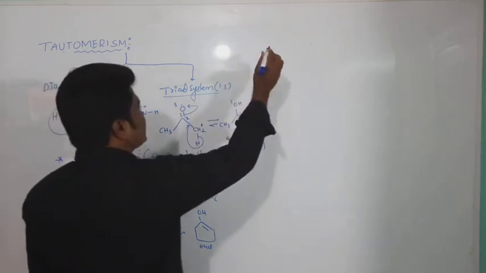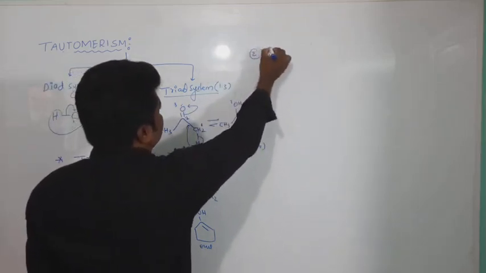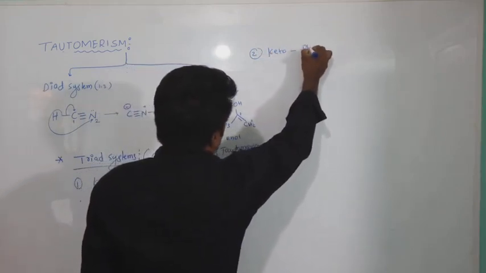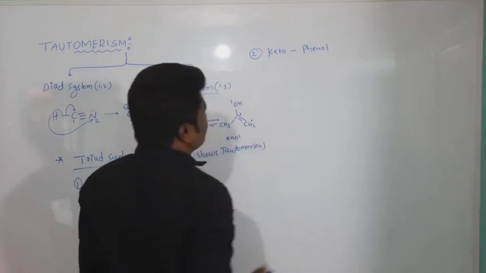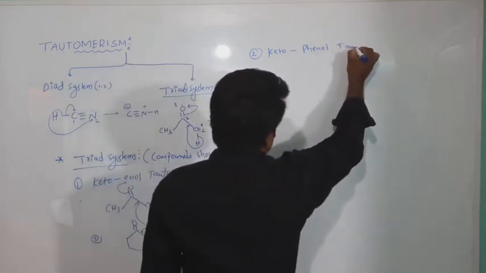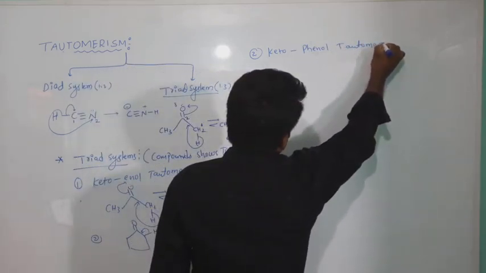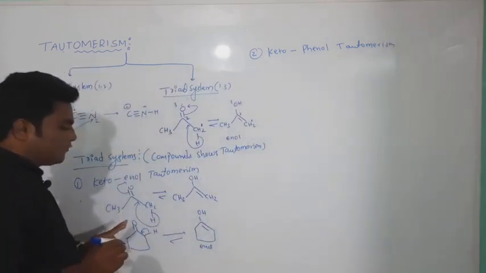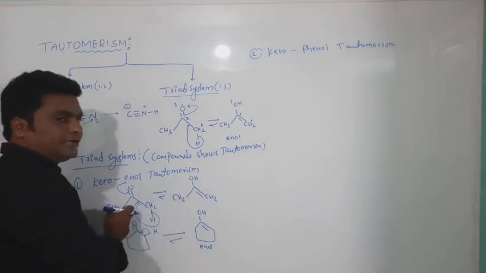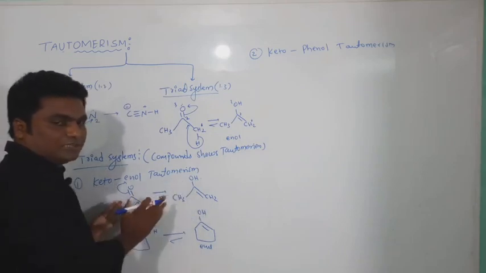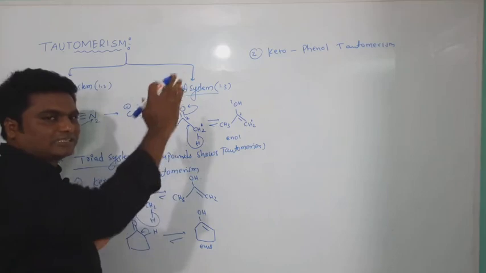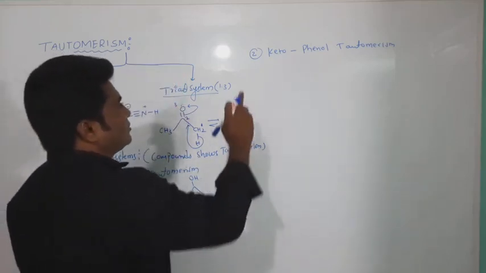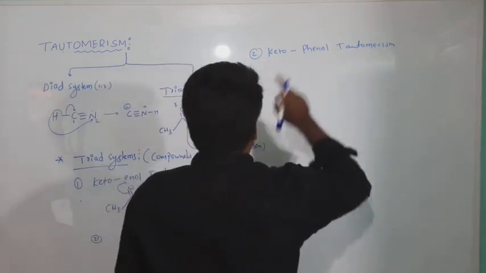Next is the second type, keto-phenol tautomerism. If you consider the stability of enol and ketone, the ketone is always more stable than the enol. But in some cases the enol is more stable, and I will explain that one. Now this is keto-phenol tautomerism.